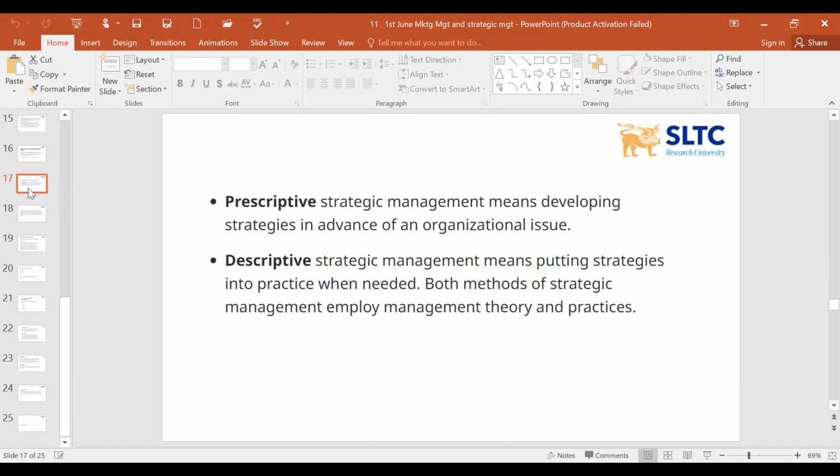Now, if you look at prescriptive, it means developing strategies in advance of an organizational issue. For example, we anticipated an economic slump in 2010, and we started building 20 rupee packs at Melbourne's, and we sustained our growth. Now, if you look at it from a descriptive point of view, strategic management means putting strategies into practice when needed.